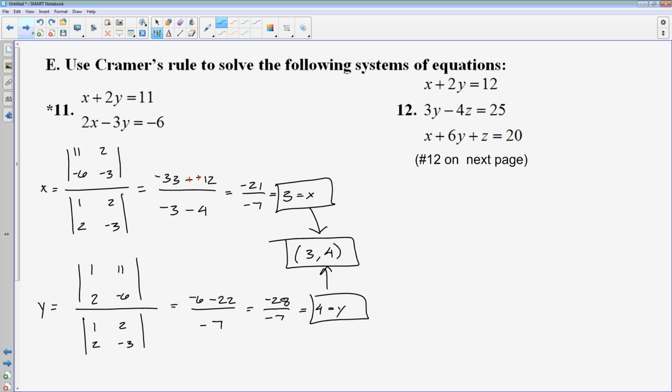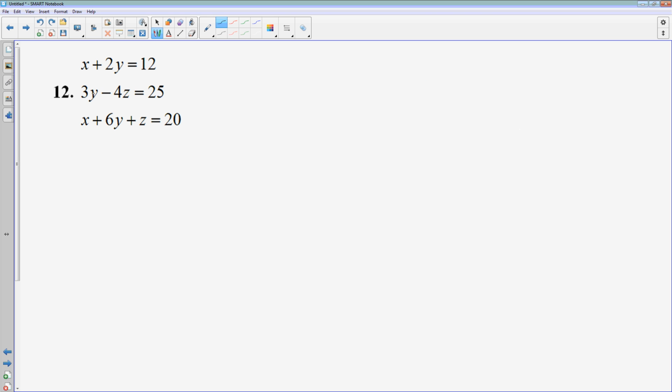Number 12 is a little bit uglier. You are allowed to use a calculator for number 12, but I do want you to set up or show me what you do. So when I solve for x, on bottom I'll put the coefficients. In this case, there's an x, y, and z. So the coefficients of x, y, and z are 1, 2y. There are no z's for the first equation. For the second one, there are no x's, 3y's, negative 4z's. And then on the bottom, there is 1x, 6y, and 1z. And I'll do that determinant.